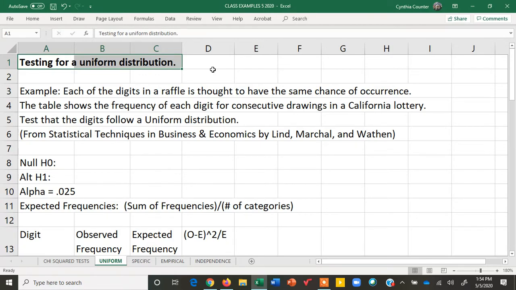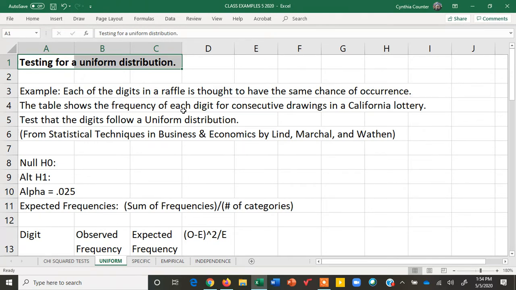This is a chi-squared test. So we'll be talking about the chi-squared test statistic and the chi-squared distribution. Let's first look at the example. Each of the digits in a raffle is thought to have the same chance of occurrence. That means it would follow a uniform distribution.